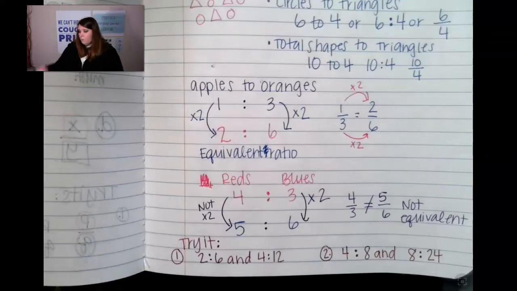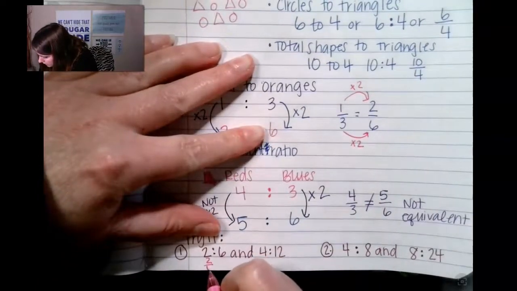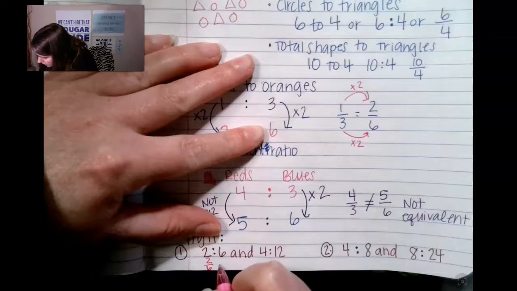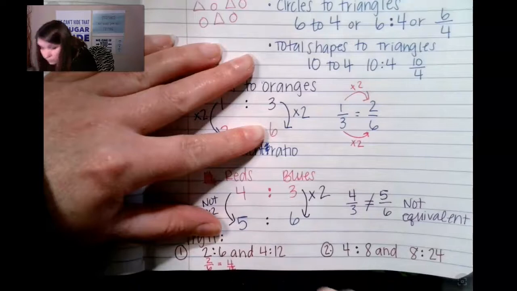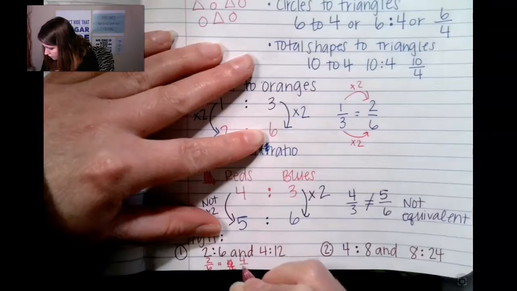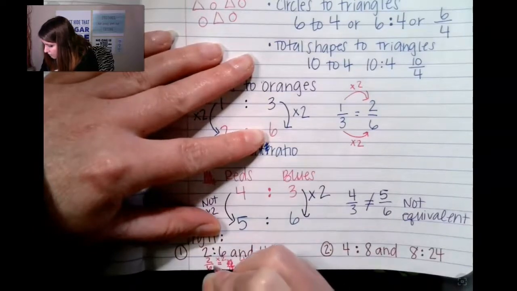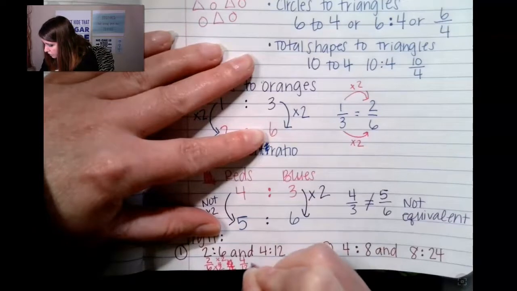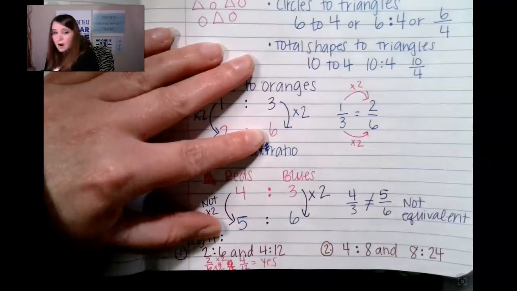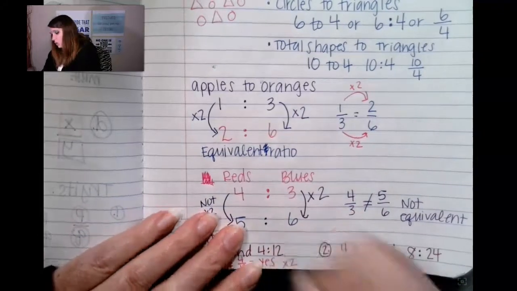All right, here we go. All right, so 2 over 6 is equal to 4 over 12. Oh my gosh, you can't even see that. Sorry, it's so small. Let me rewrite that. 4 over 12. All right, so to get from 2 to 4, I multiplied by 2. To get from 6 to 12, I multiplied by 2. So yes, these are equivalent because I multiplied by 2.